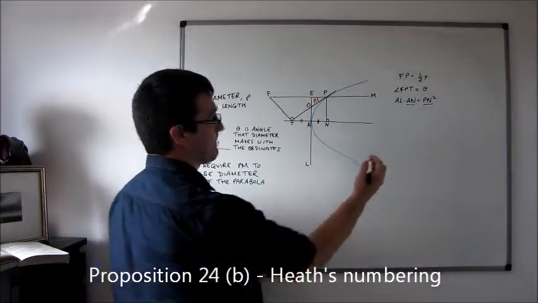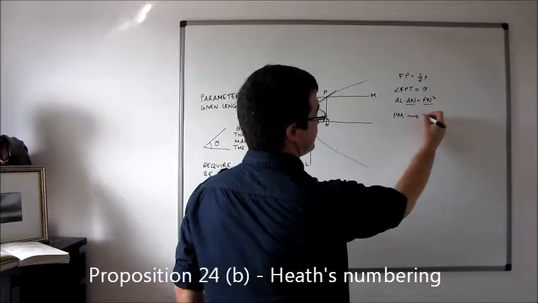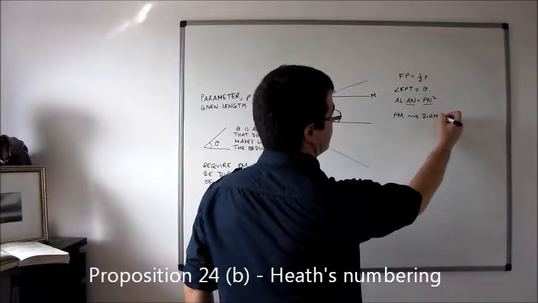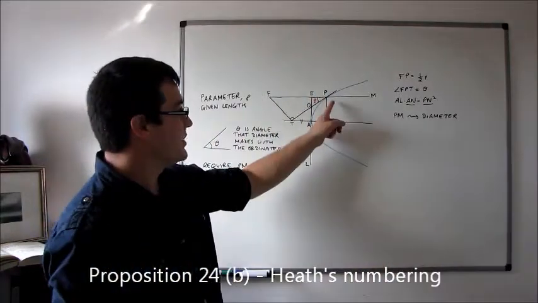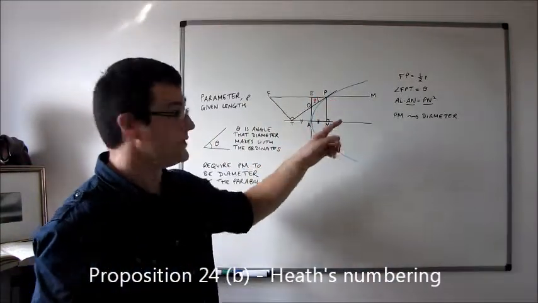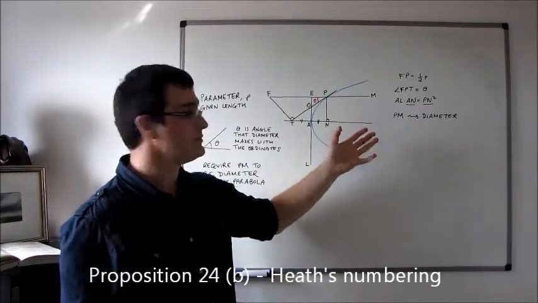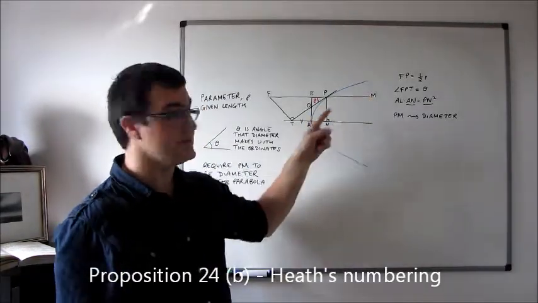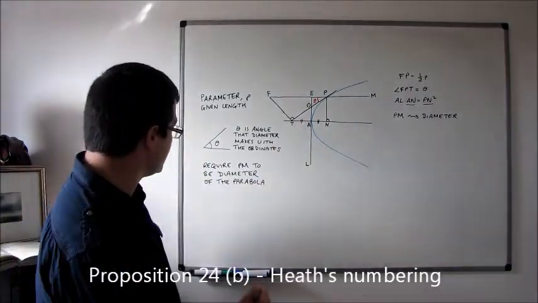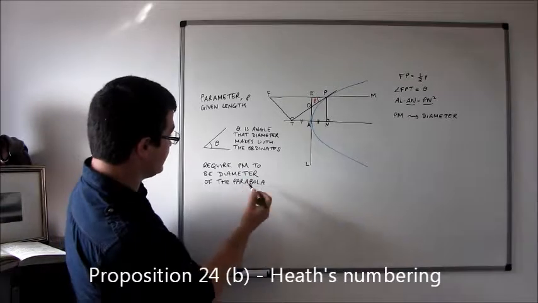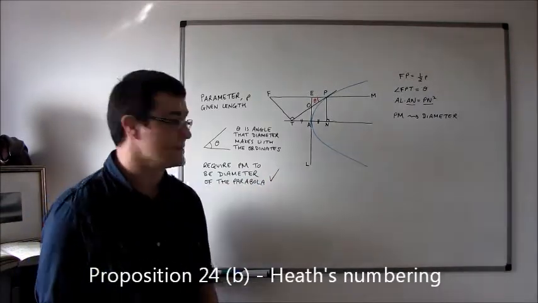Moreover, PM is a diameter. Why? Because in a parabola, any line parallel to the axis is a diameter. Well, PM is a line that is parallel to the axis, therefore it must be a diameter. So we've got a parabola with diameter PM. We've got that bit sorted out.